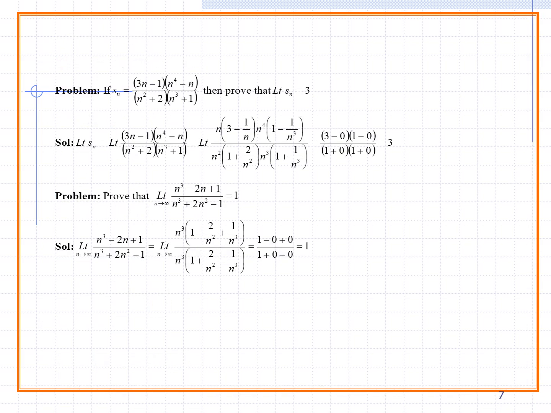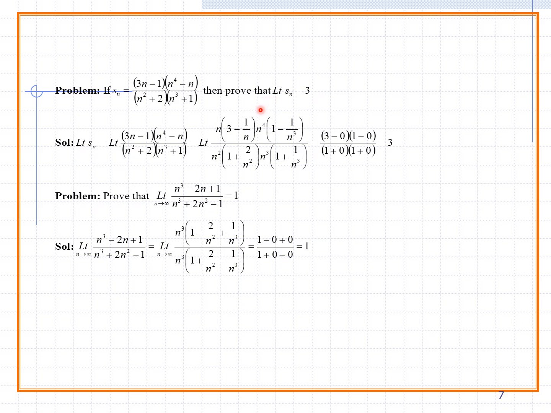Let us see one more example on this problem. If Sn equals (3n minus 1)(n to the power 4 minus n) divided by (n square plus 2)(n cube plus 1), then prove that the limit of Sn equals 3. Here, limit means what? Limit n tends to infinity.